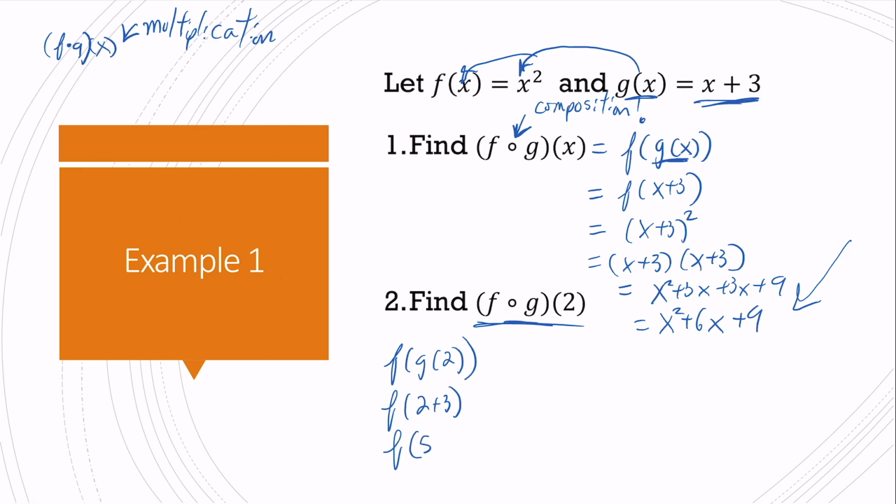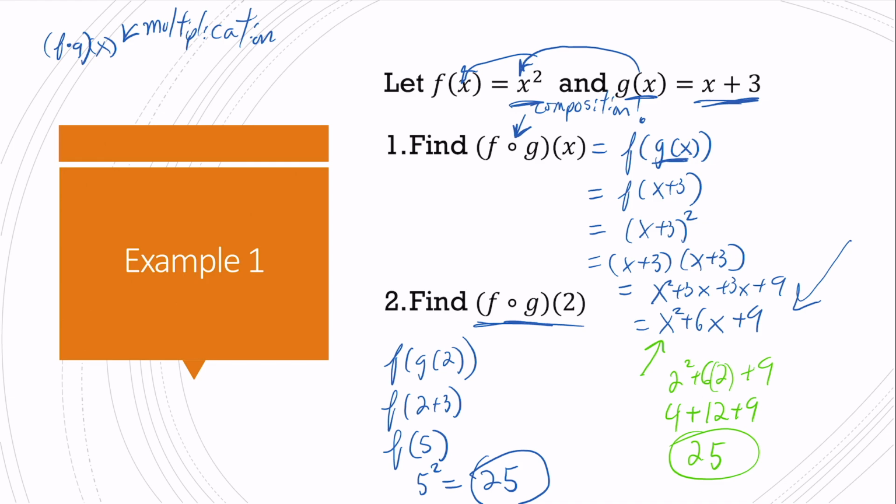So now I need to find f of 5. Well, f of 5 would be 5 squared, which is 25. And we'd get the same answer if we'd substituted 2 into this, because I'd have 2 squared plus 6 times 2 plus 9, 4 plus 12 plus 9. That gives me 25. We would have gotten the exact same answer.